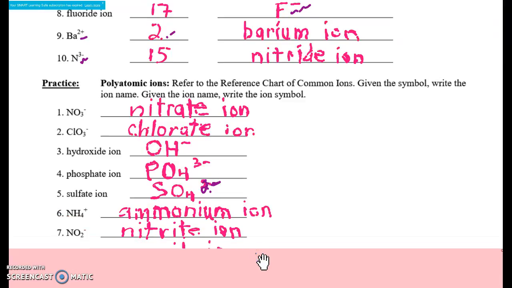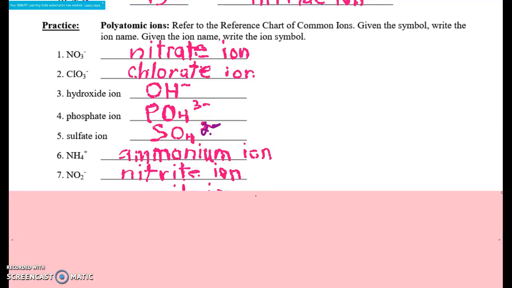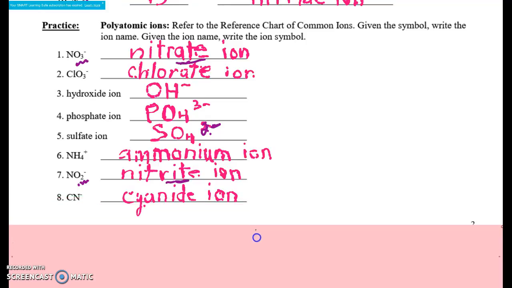NH4+ is ammonium ion. NO2- here is nitrite as compared to NO3-, which is nitrate. So nitrite, nitrate. 1 oxygen gives us that difference there.